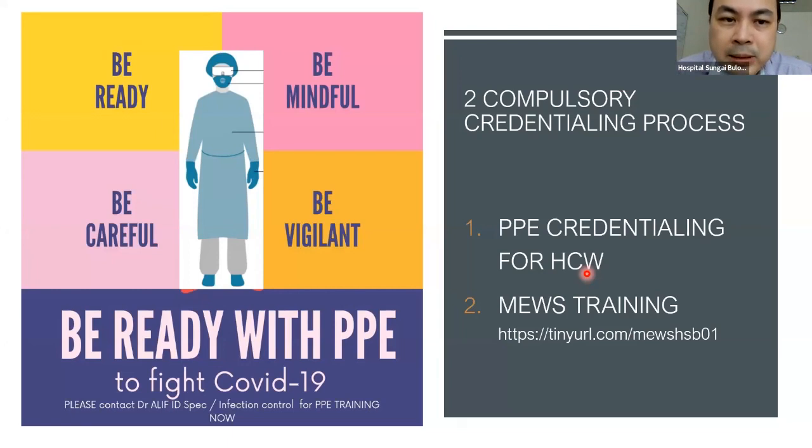How do you don the PPEs? What kind of PPEs do you need to wear for the different levels of patients? Okay, and fit testing N95s if you need to wear an N95. Okay, so what we have here is a PPE for a credentialing process. Okay, once you have gone through the PPE training, then you are credentialed, and then once you finish your Muse training, then you're also credentialed.